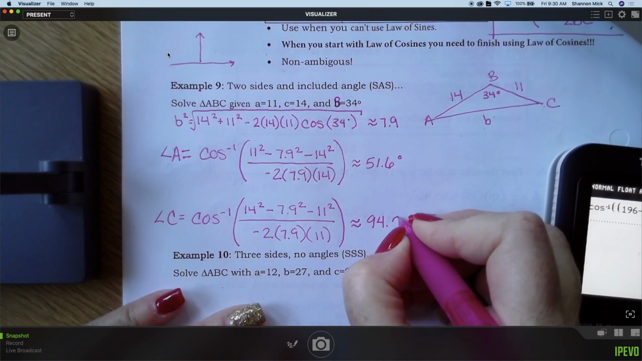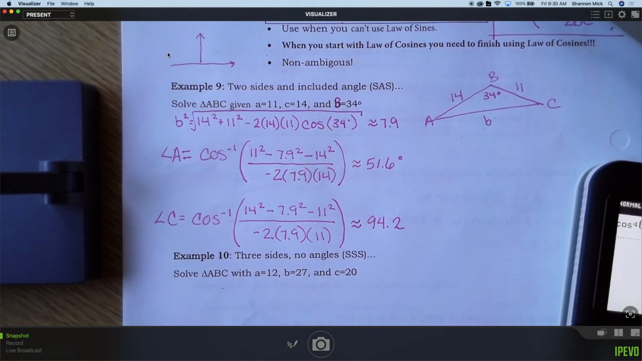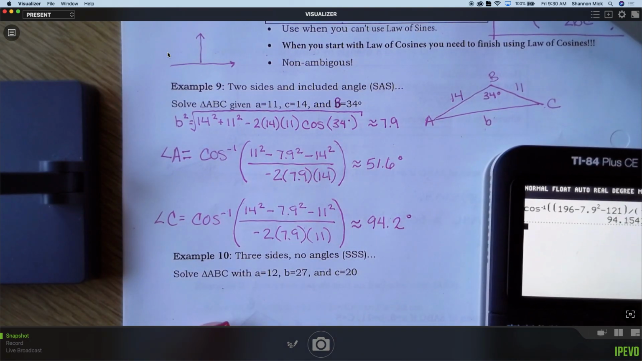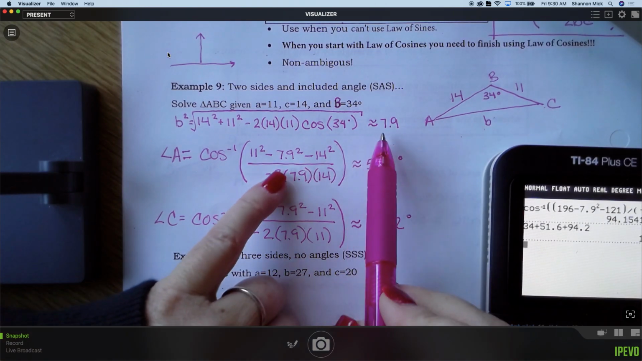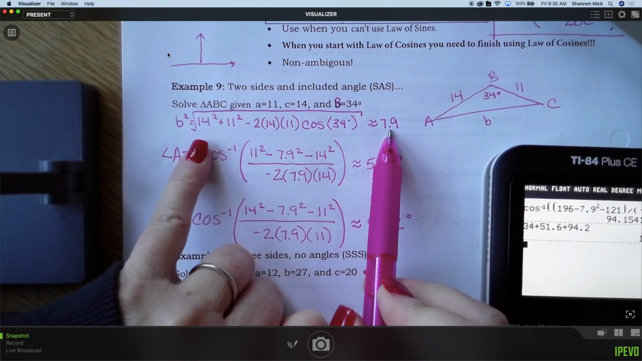Okay, so there's a problem here. What do you think the problem is? Oh, yes, I did forget my degree. What do you think my problem is? Those don't add up. Those don't add up because I get 34 plus 51.6 plus 49. Yeah, that. I'm missing 2.2. 2/10, right? Do you know why I'm missing 2/10? Our rounding.